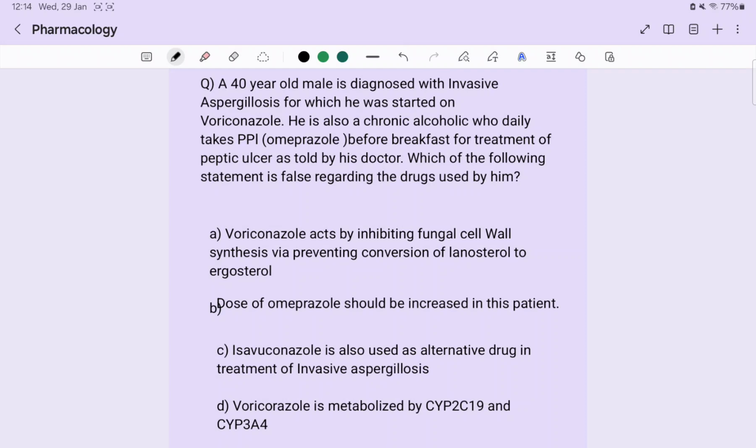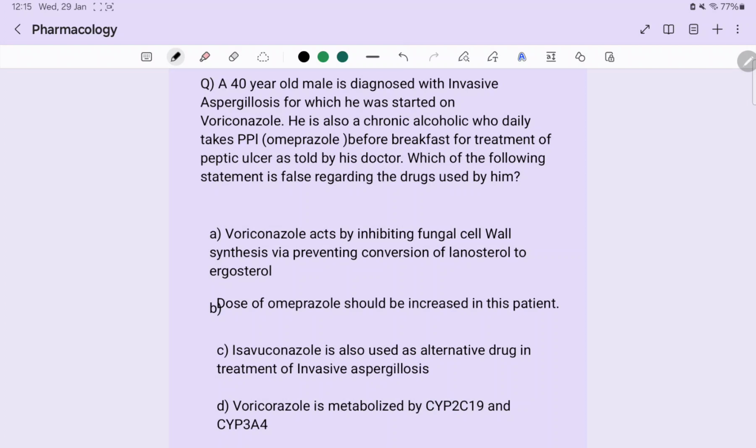A. Voriconazole acts by inhibiting cell wall synthesis via preventing conversion of lanosterol to ergosterol. B. Dose of omeprazole should be increased in this patient. C. Isavuconazole is also used as an alternative drug in treatment of invasive aspergillosis. D. Voriconazole is metabolized by CYP2C19 and CYP3A4.